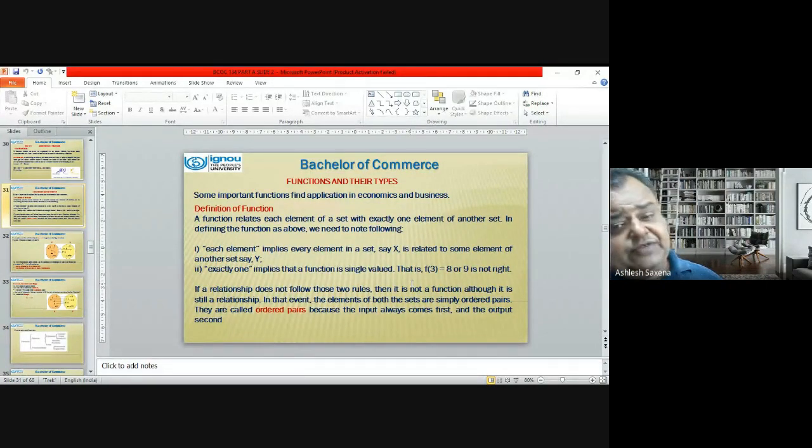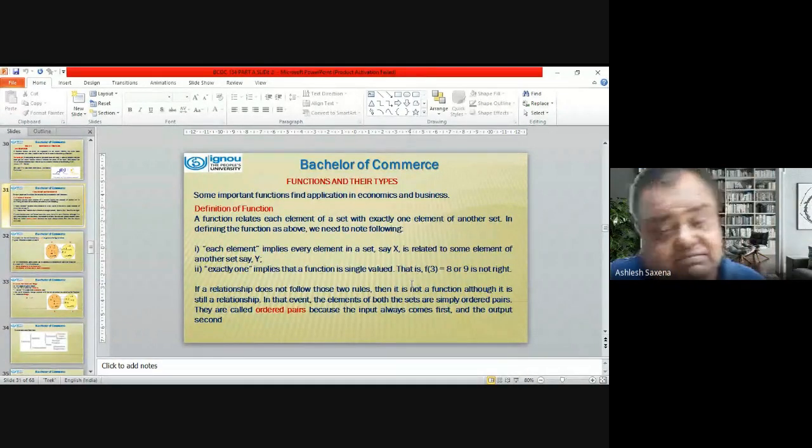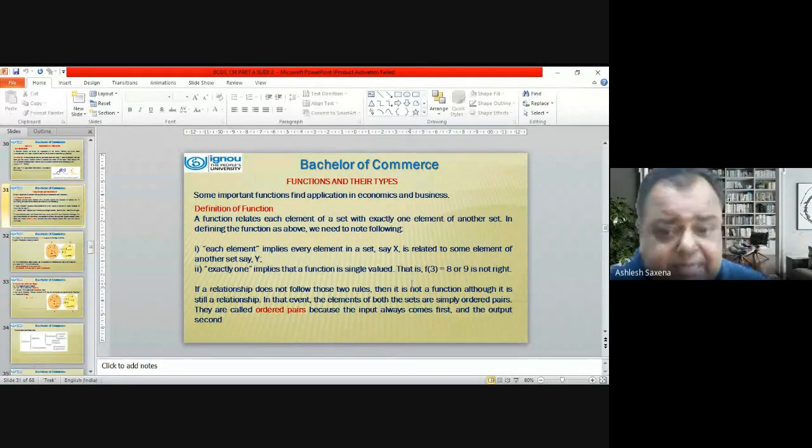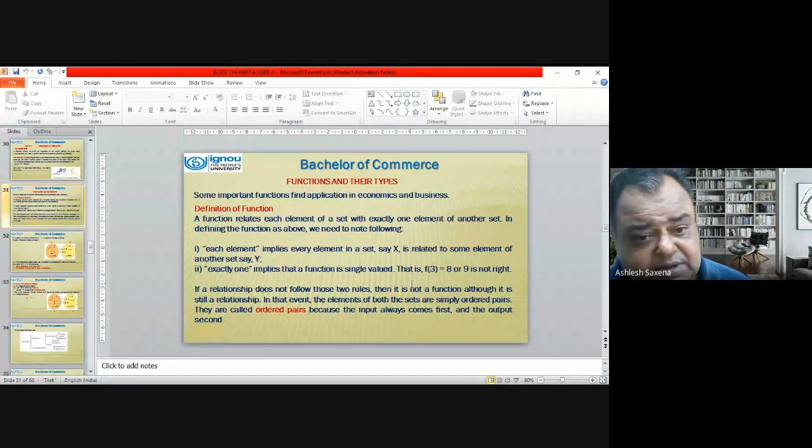is related to some element of another set, Y. Exactly one implies that a function is single valued. That means f(3) is equal to 8 or 9 is not right. It will have either 8 or 9, but it cannot have two values. If a relationship does not follow these two rules, then it is not a function, although it is still a relationship. In that event, the elements of both the sets are simply ordered pairs. They are called ordered pairs because the input always comes first and the output second.